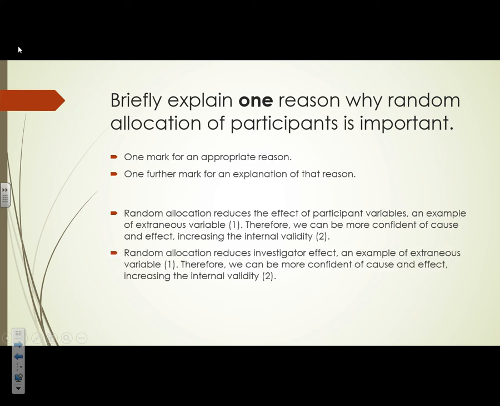The same with random allocation and reducing experimenter effect, which is another example of an extraneous variable. So we can be more confident of cause and effect, increasing the internal validity. We're removing those EVs pointing at that DV, so the only thing left, or not the only thing, but as much as we can, one of the few variables is the IV with an arrow to the DV, and that is it, nothing else. Okay.